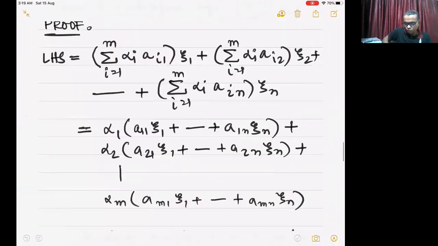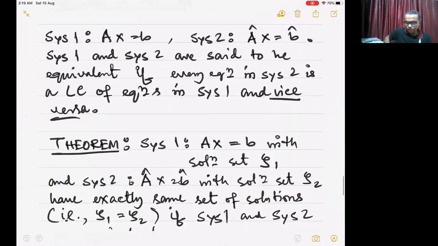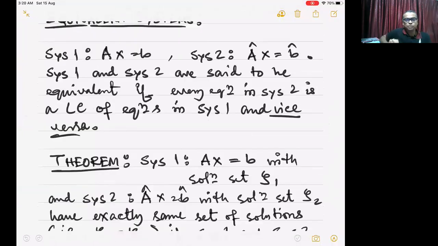Let me quickly recall what equivalent systems are. So two systems of equations, Ax equal to b, which is system 1, and A hat x equals b hat, which is system number 2. Let me remind you again that A and A hat, b and b hat, need not have the same sizes. Of course, b has to be a vector, b hat has to be a vector, but the sizes can be different. A hat must have the same number of columns, but the number of rows may be different. Right?